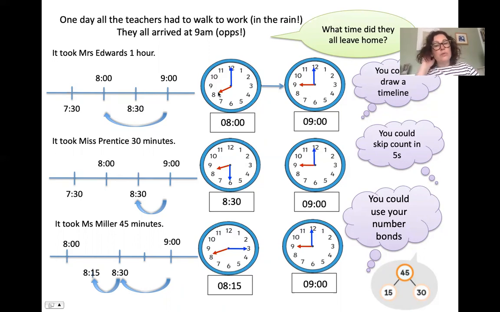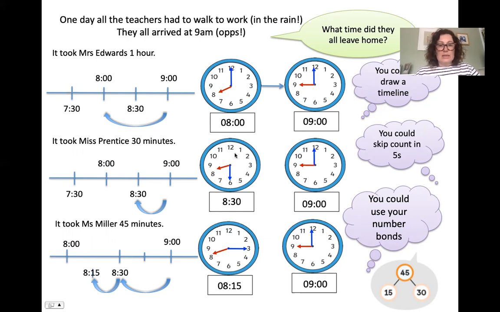So what time did I leave home? You could draw a timeline, like a number line with your times on it. Here's 9 o'clock when we arrived, and there's 8 o'clock. We go back 1 hour, 9 to 8. I left at 8 o'clock. You could skip count, but I don't think you need to do that for an hour. Or you could use number bonds, but we'll come to that later.